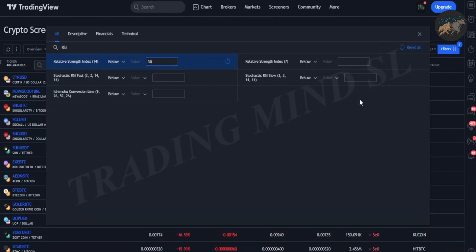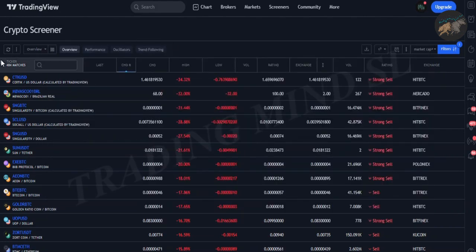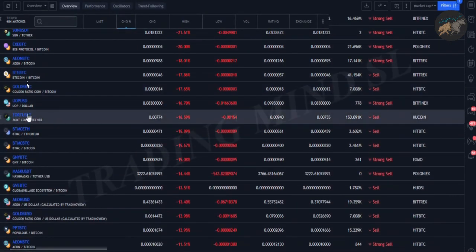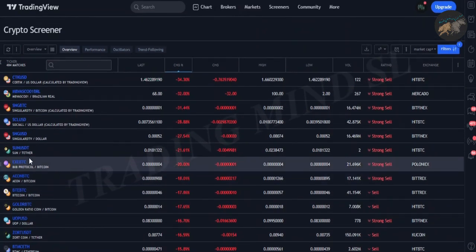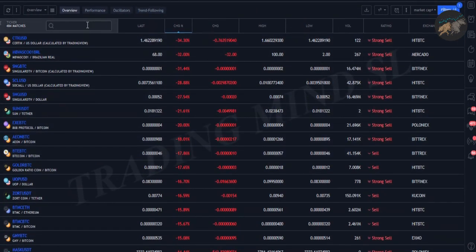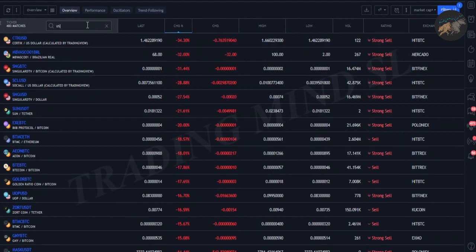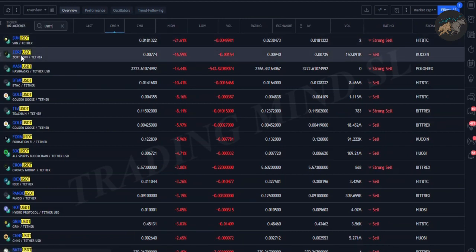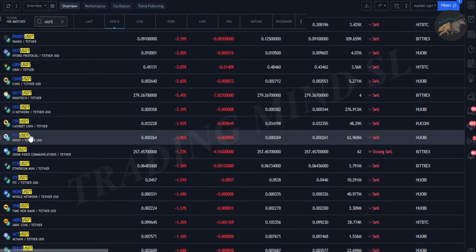Okay, close the filters. And let's see what happens. As you can see, we got about 400 pairs in the RSI filter, below the 30 line. Well, we will filter the results further. To get a pair of dollars only, type USD or USDT. That's good, we got about 100 trading opportunities.